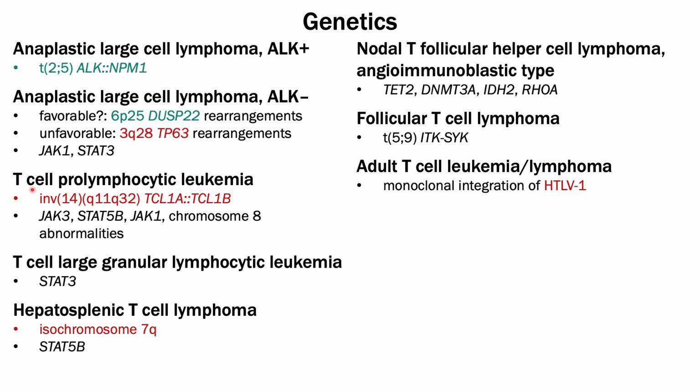90% of T-PLLs have an inversion 14 or t(14;14) rearrangement, which explains the strong expression of TCL1. Most hepatosplenic T-cell lymphomas have an isochromosome 7q, and adult T-cell leukemia lymphomas have integration of HTLV1. Interestingly, we think of TET2 and DNMT3A mutations as more myeloid, but you also see them in angioimmunoblastic or T follicular helper lymphoma. And common to several of these are STAT mutations as well.